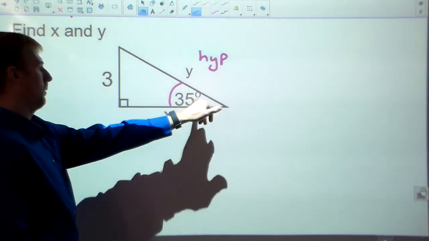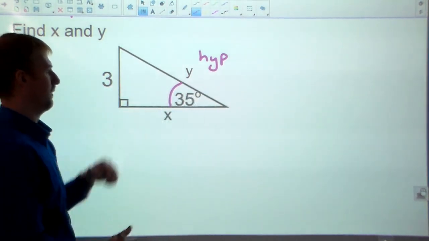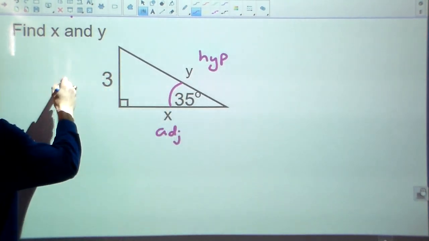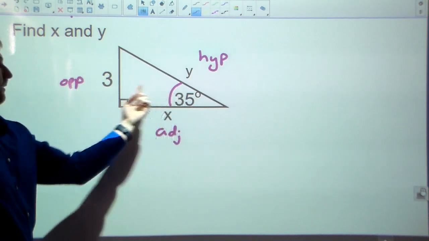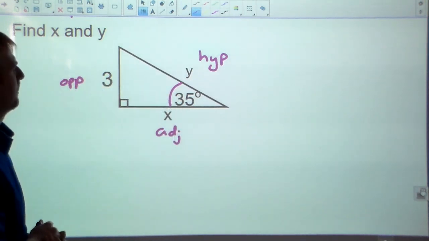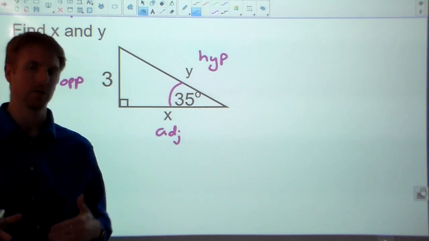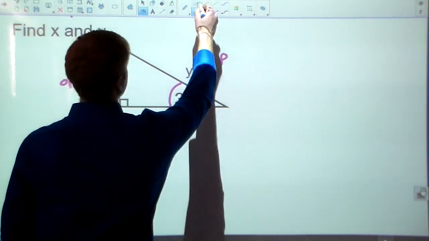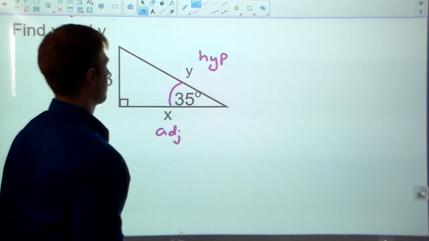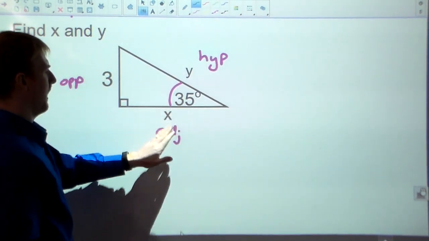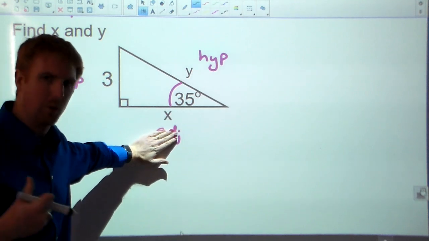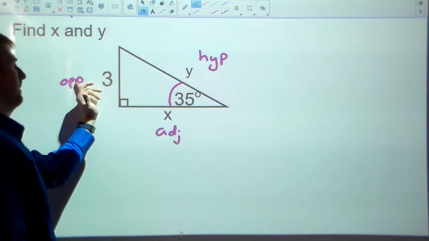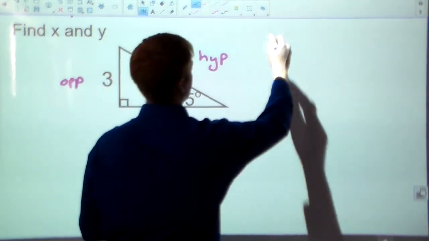All right, so the side touching 35 is x. That's the adjacent, which means that 3 is going to be the opposite. And it's not touching 35, so it's definitely opposite. It's definitely a right triangle, so tricks, the sine, cosine, tangent, they'll work here. All right, let's set up a ratio. Let's go for x first. Well, x is an adjacent, so I've got to be using either cosine or tangent. The other side I do know is the opposite, so I've got to use a tangent here.